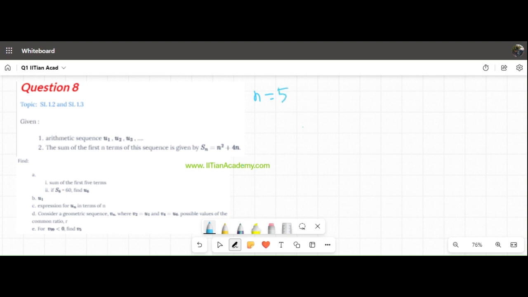So we're essentially asked to find Sn, and we can use this given equation for Sn, where it is n squared plus 4n. So S of 5 will then be 5 squared plus 4 times 5, which will be 25 plus 20, which is 45. That's the answer for part I.